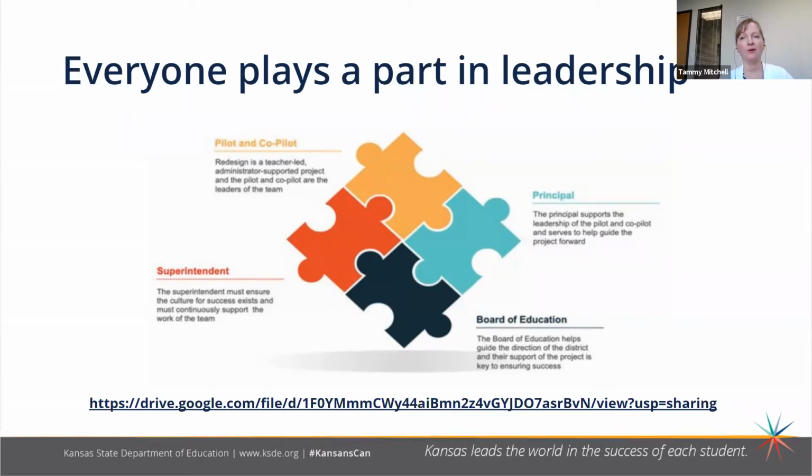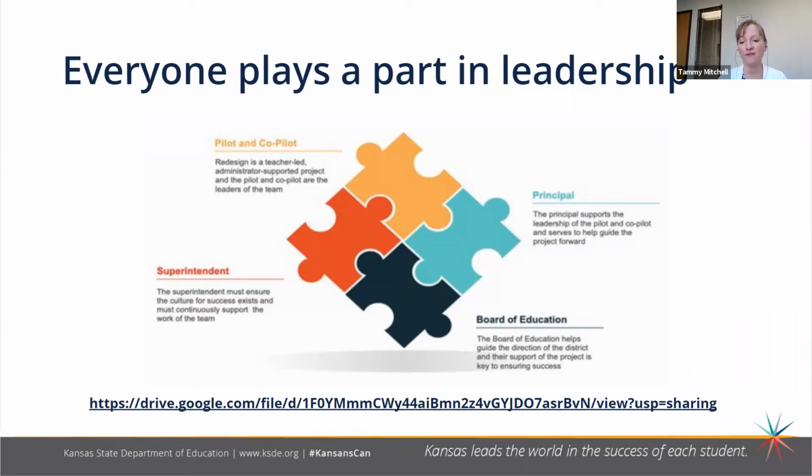The principal tries to remove barriers or roadblocks. The principal, depending on the size of the district, might need to be the kind of political connection between the individual school and the district leadership. Still a very important role. The superintendent must ensure that a culture of success exists in the district and continuously be aware of and supportive of what the school is doing as part of their redesign plan.